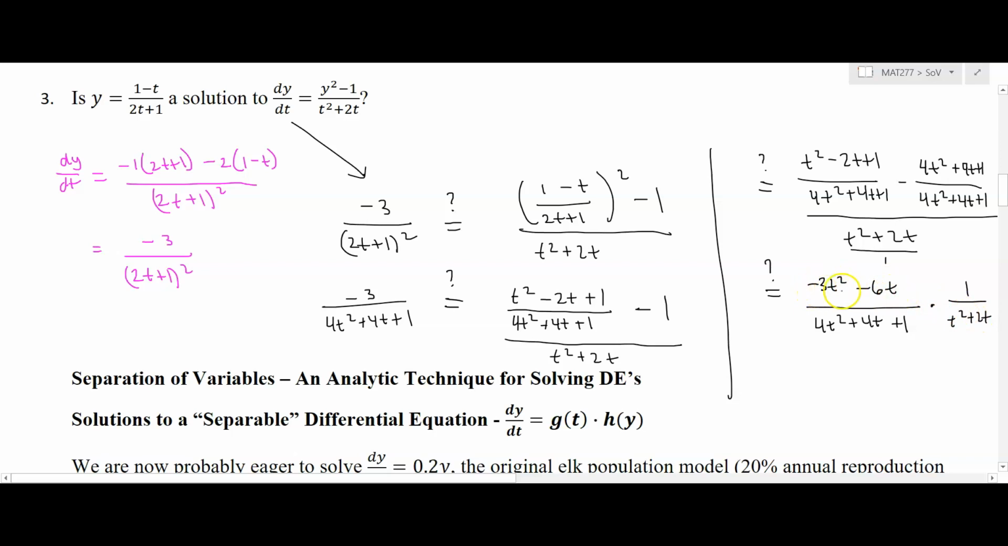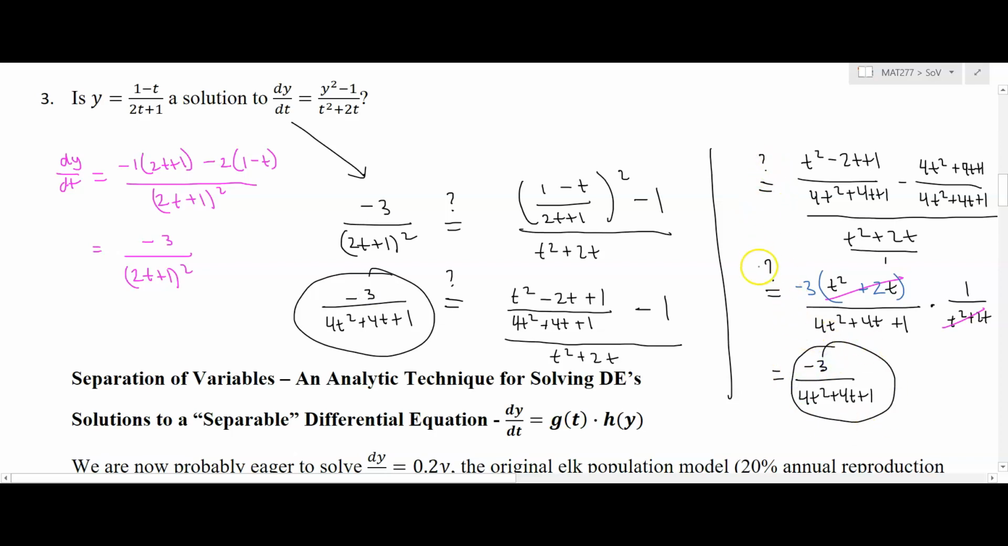Well, I can pull a negative 3 out of the numerator from both terms, which leaves me with negative 3 times the quantity t squared plus 2, because we had a minus 6 there. And we can see that these factors cancel out. I am left with negative 3 over 4t squared plus 4t plus 1, which is exactly the same thing that I have on the right-hand side.